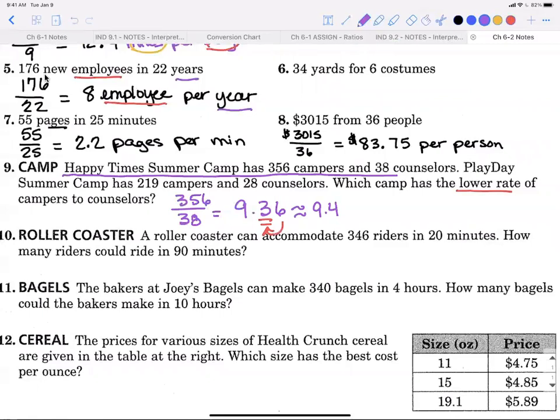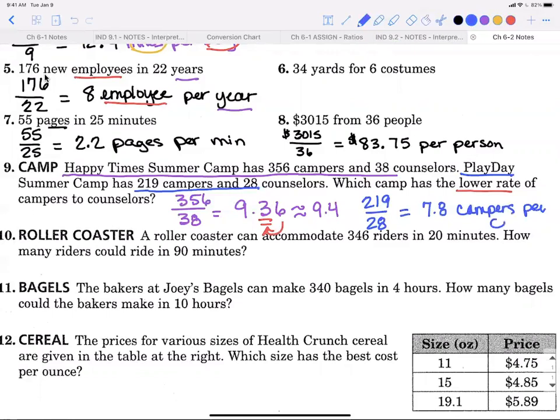Okay, so now we want to figure out Playday. Playday has 219 campers and 28 counselors. So 219 over 28, and what is the counselors or campers to counselor ratio here? 7.8. Okay, and that's 7.8 campers per counselor.